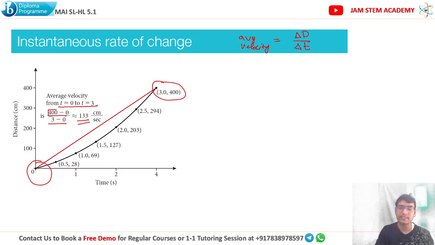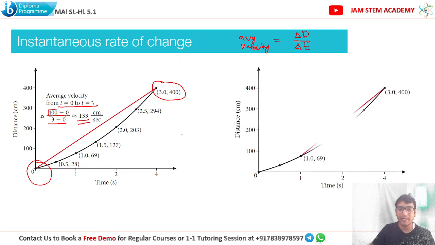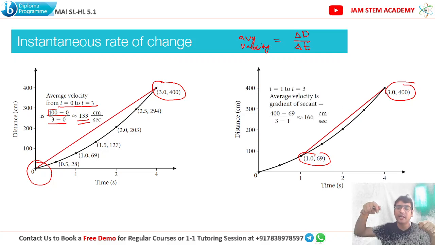It's not for the entire journey. Let's reduce it from time t equal to 1 to t equal to 3, and let's calculate the average velocity for this. So what we are doing, we are trying to find the slope of this chord, right? Slope of this chord joining these two endpoints. So in this case, this value comes out as 166.